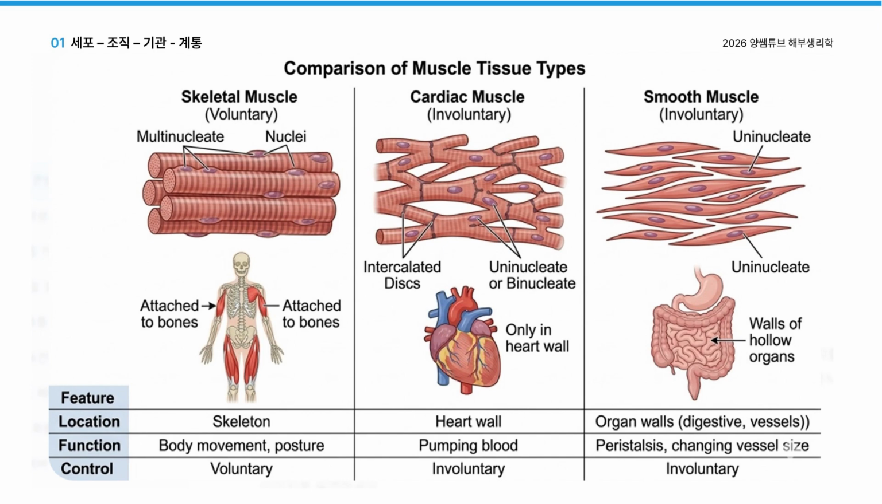Cardiac is for pumping blood and is involuntary. And smooth is for organ functions and is also involuntary. Master this table and you'll master the muscular system.